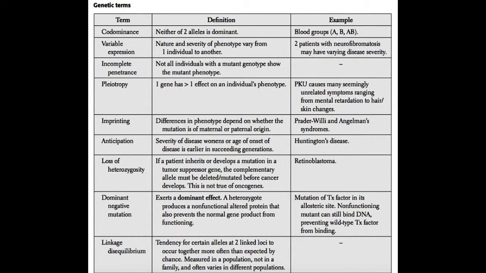We're going to start by going through definitions very quickly. First one is codominance. Codominance means multiple alleles that are expressed simultaneously. For example, blood group, which can be either A, B, or nothing.